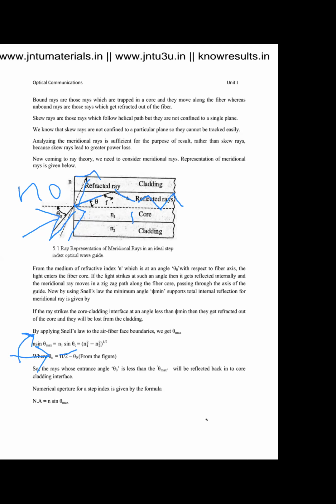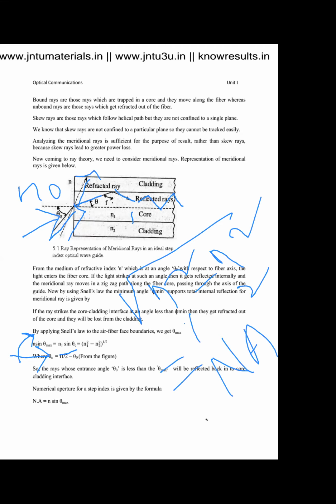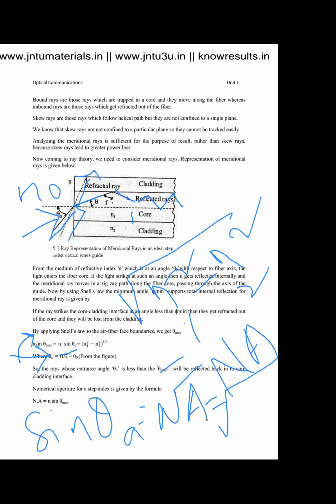Now, that can be written as root of N1 square minus N2 square, where this root of N1 square minus N2 square is called the numerical aperture. Hence the formula for numerical aperture is sin theta A is equal to NA, that is equal to root of N1 square minus N2 square.